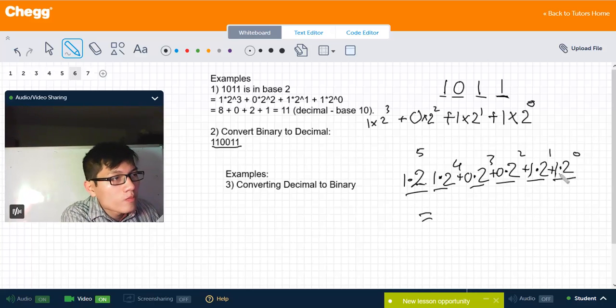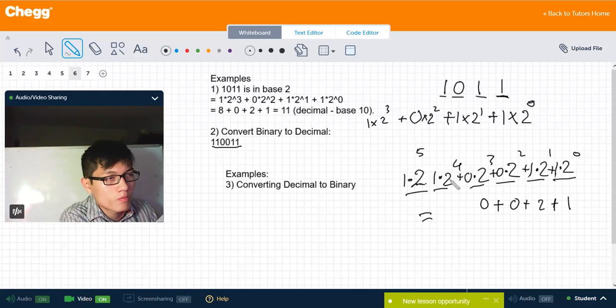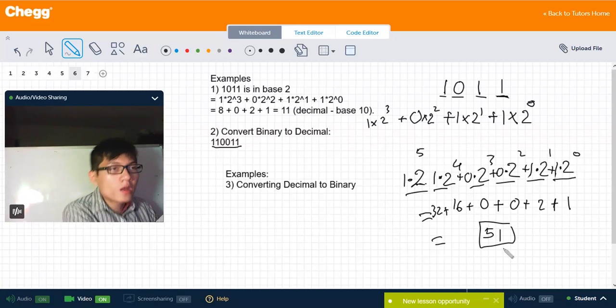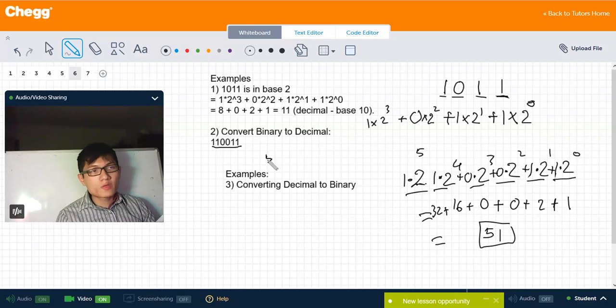So now this one is just 1. This one equal to 2, right? And this is multiplied with 0, so it becomes 0. This is 0 also because you times with 0. 2 to the 4 is 16. And then 2 to the 5th, 32. So plug them together. This is 48, 50, 51. So in base 10, you're gonna get 51.